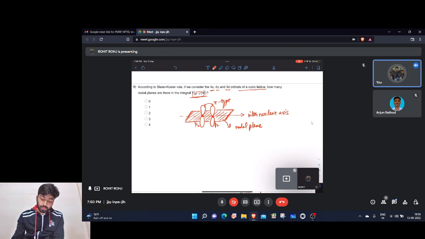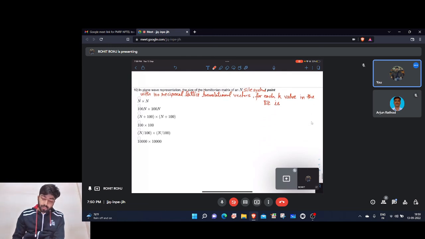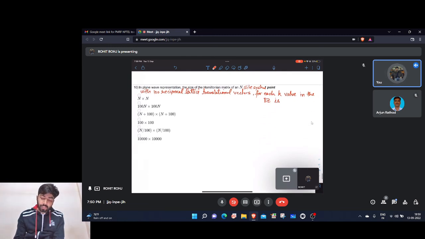Now if one talks about a plane, let's say this vertical plane, this plane also does not have any orbital, but it doesn't have the internuclear axis as a part of it, so this plane is not considered. So we only have one nodal plane for pp pi interactions. So the answer is 1. So this was the missing point which I have already written to complete the question.